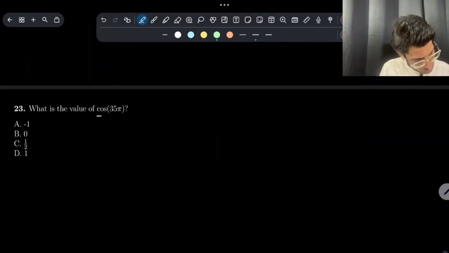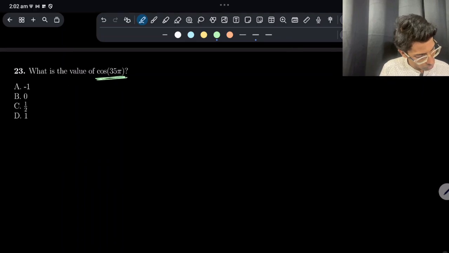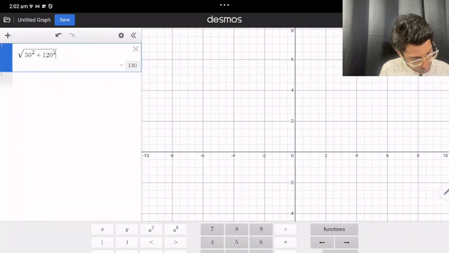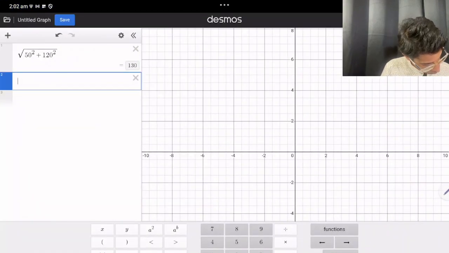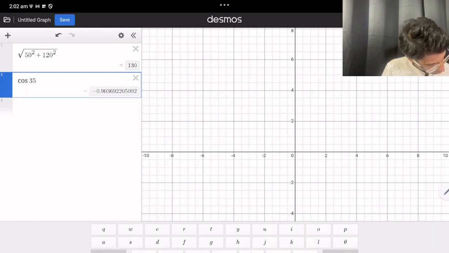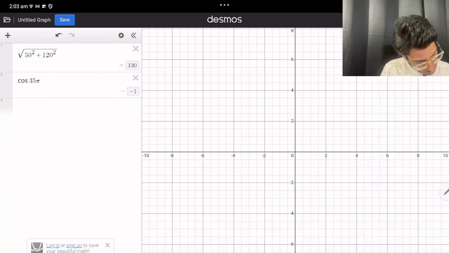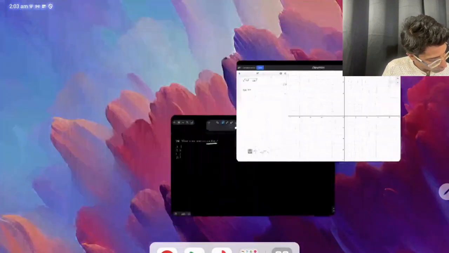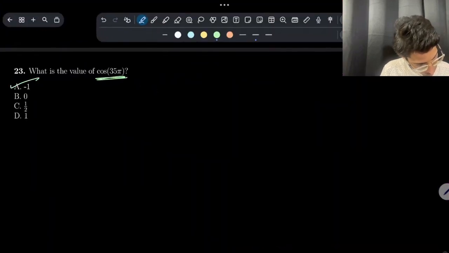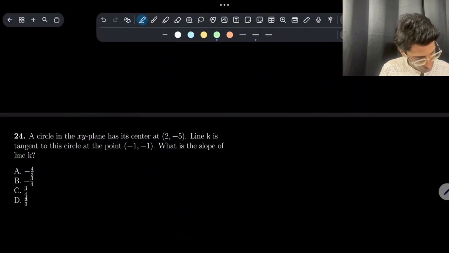What is the value of cos 35 pi? Just don't think, go to Desmos, type in cos 35 pi, and make sure that you are in radians. So the answer is -1. There you go, the answer is -1. Let's go to the next problem.